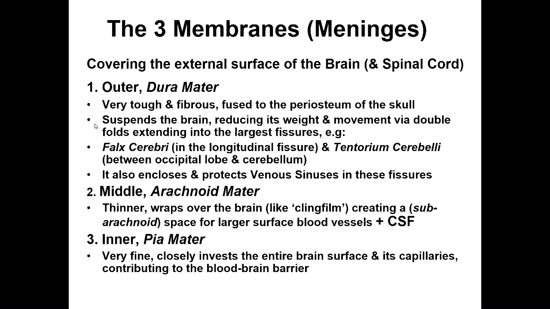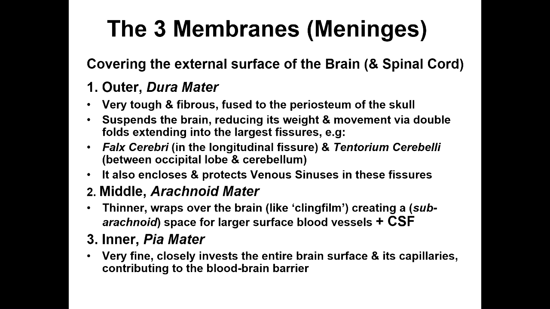That's a big double sheet of dura that you find between the occipital lobes of your cortex and the underlying cerebellum. And as we'll see, these large double folds of dura also contain, enclose and protect really large veins that you find within these fissures on the outside of the brain, but that's to come.